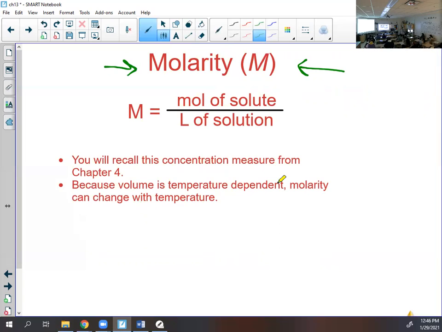But it's more than that. It's really moles divided by liters. So if you don't remember what it really is, it makes the math a little bit tricky. So we're just going to dive in. We did a ton of this in chapter 4.